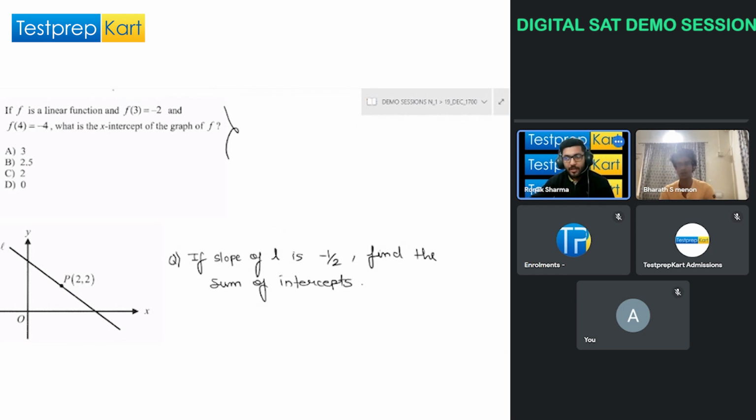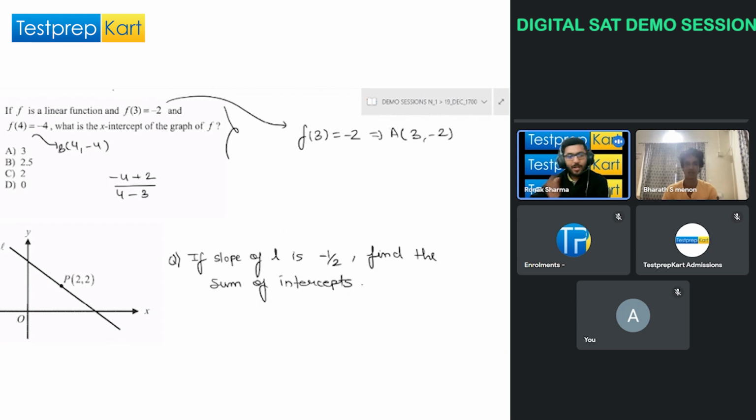Like here, f of 3 equals minus 2. Try to understand: f of 3 equals minus 2. What does it represent? X is 3, then y is minus 2. Basically it is representing a point, (3, minus 2). Similarly, this is also representing a point (4, minus 4). If I call this point B and this point A, I can directly calculate the slope. That will be (minus 4 plus 2) by (4 minus 3). Yes or no? It is y2 minus y1 over x2 minus x1, and you can do it any way.